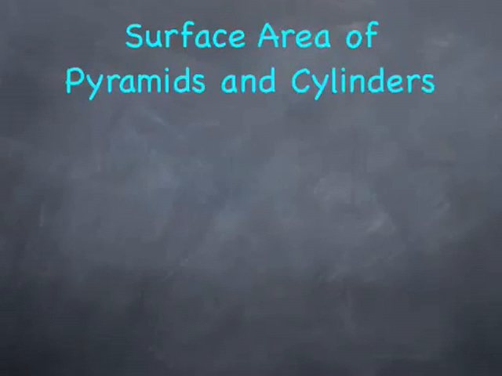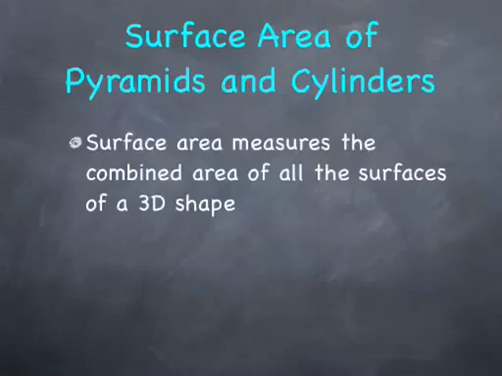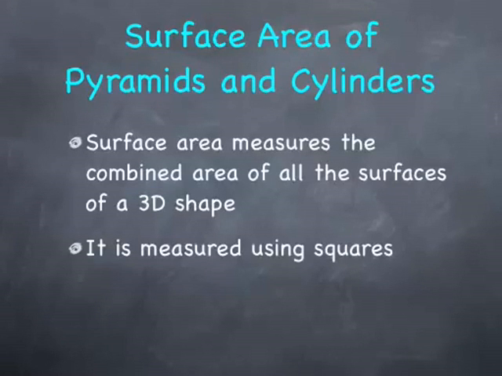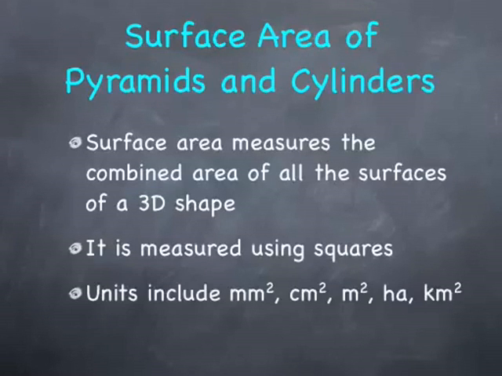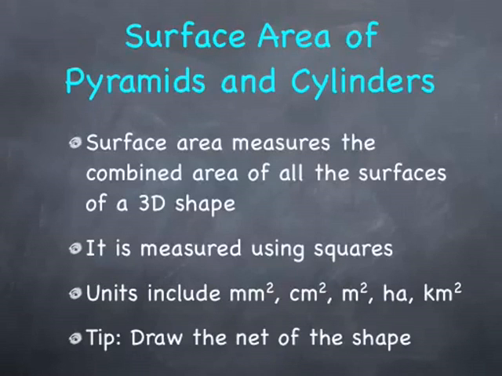This tutorial will teach you how to calculate the surface area of pyramids and cylinders. Just as a reminder, surface area measures the combined area of all the surfaces of a 3D shape, so every face, and it's measured using squares. Units could include square millimeters, square centimeters, square meters, hectares and square kilometers. And the big tip is to draw the net of the shape first and then calculate the area of individual faces.